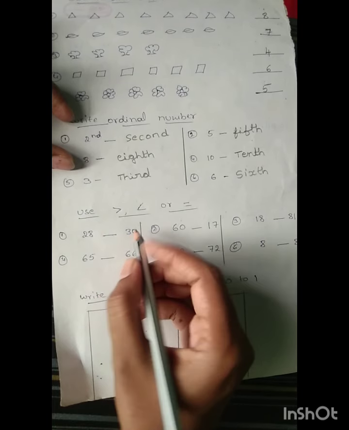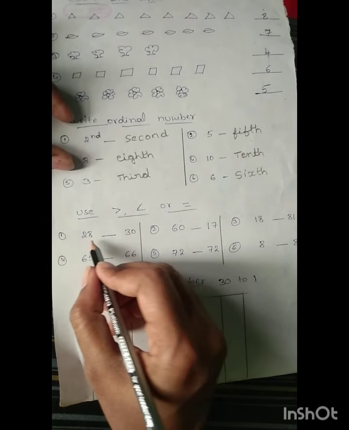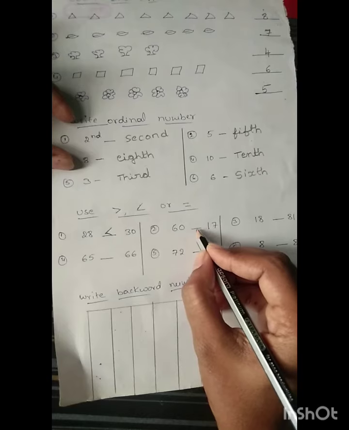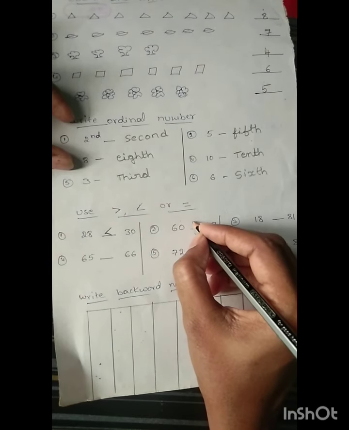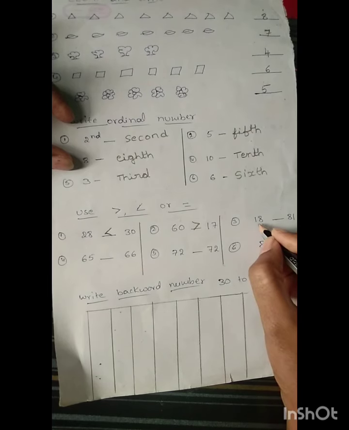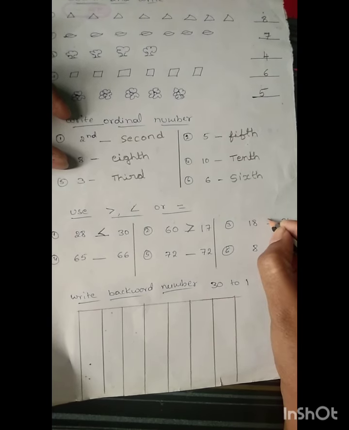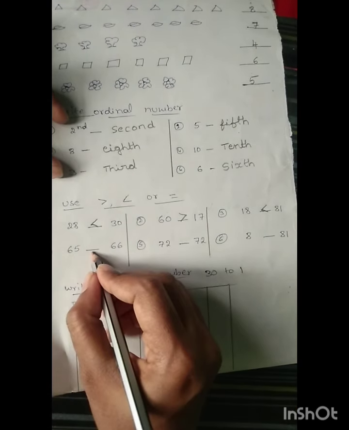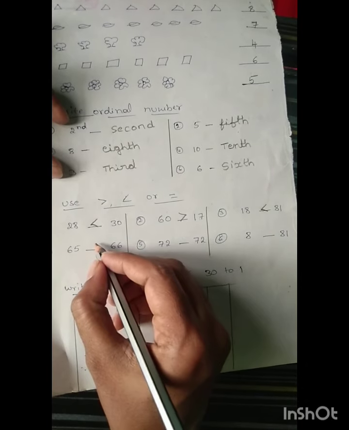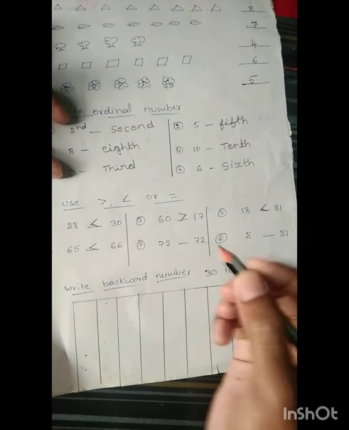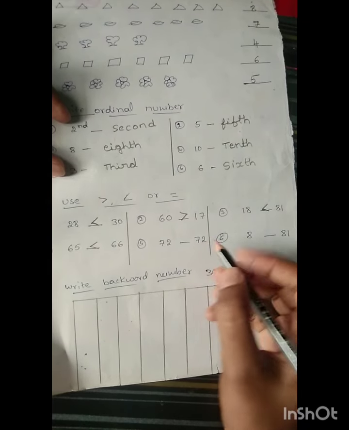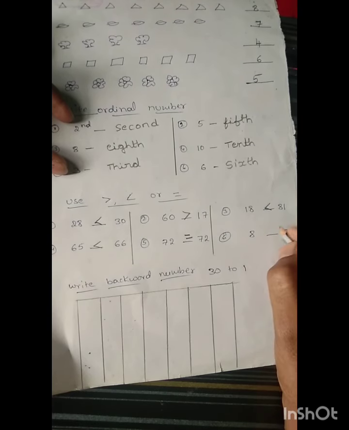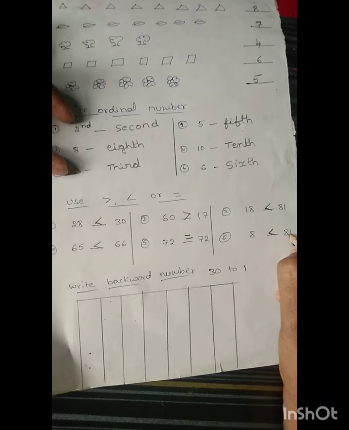Next, use greater than, smaller than or equals. 28 and 30: which symbol do we have to use here? 28 is smaller than 30. 60 and 17: 60 is greater than 17. 18 and 81: 18 is less than 81. 65 and 66: 65 is less than 66. 72 and 72: 72 equals 72. Next, 8 and 81: 8 is less than 81.